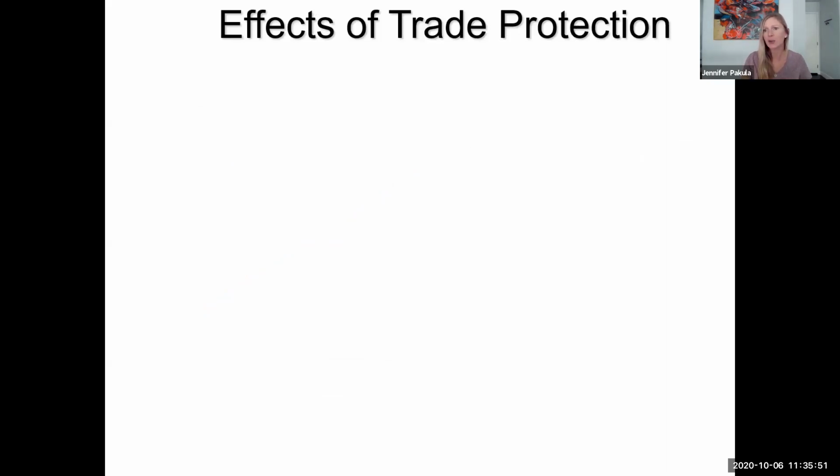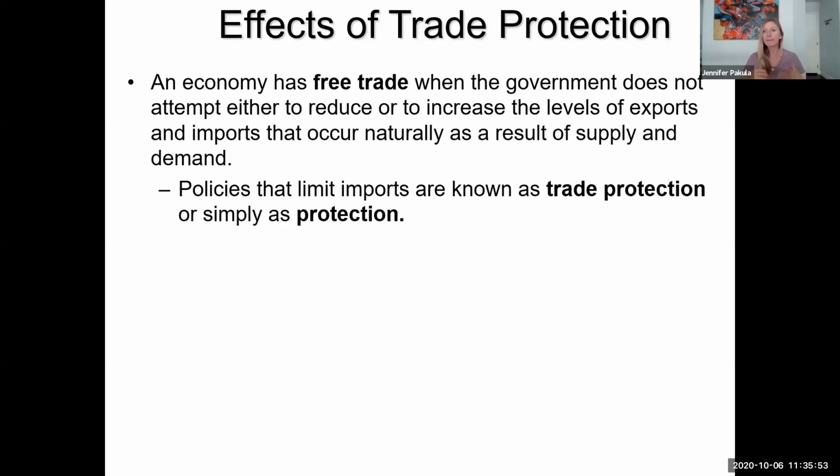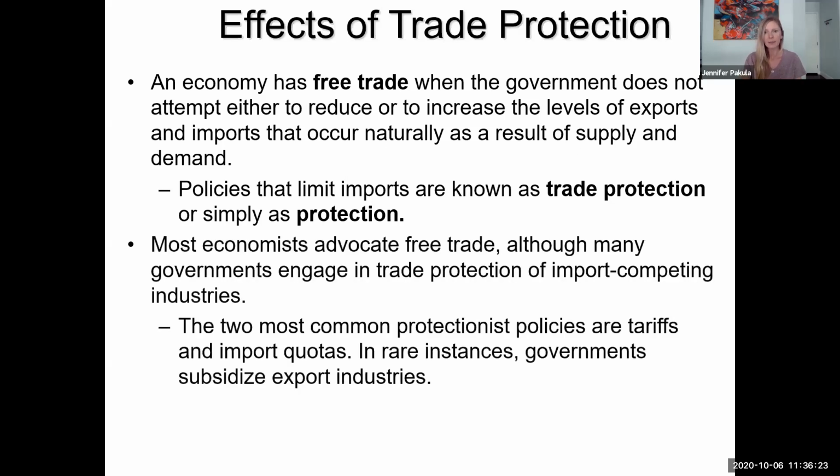Now, let's look at trade protection. When we have free trade, it means the government is not trying to get involved in the market. They're not trying to change the level of exports or imports. They're just letting the market be as it is. Anytime we have any policy to limit the amount of imports into the economy, or we could even look at this from an export side, so it can go both ways, but mostly we think about trade protection and protectionism as limiting imports.